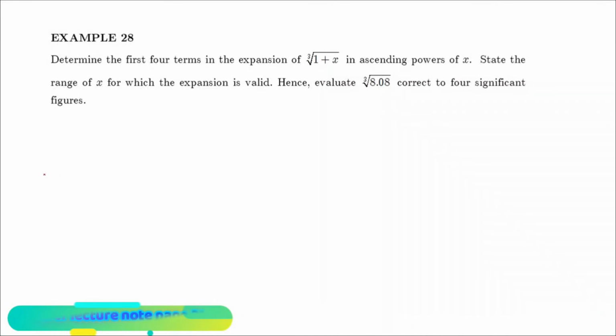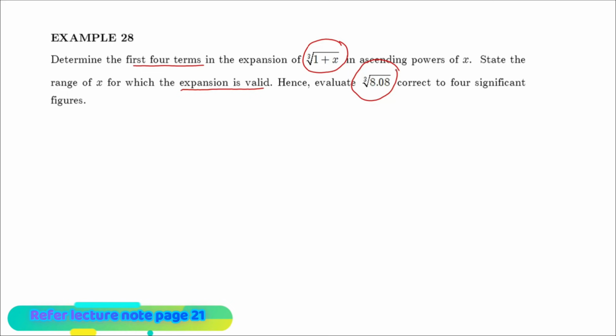Now we go to example 28. Determine the first 4 terms in the expansion of the cube root of 1 plus x in ascending powers of x. State the range of x for which the expansion is valid, and hence evaluate the cube root of 8.08 correct to 4 significant figures.